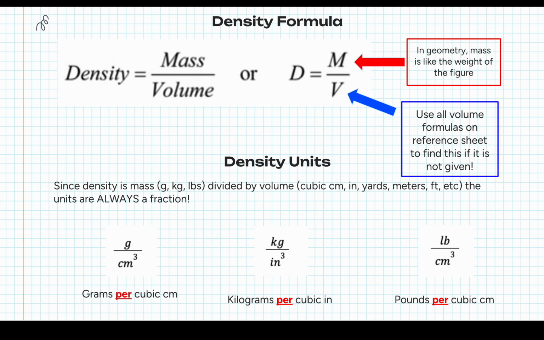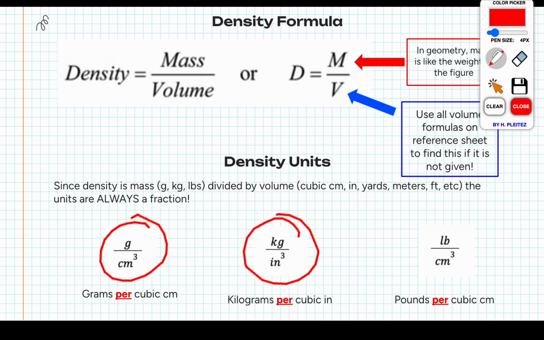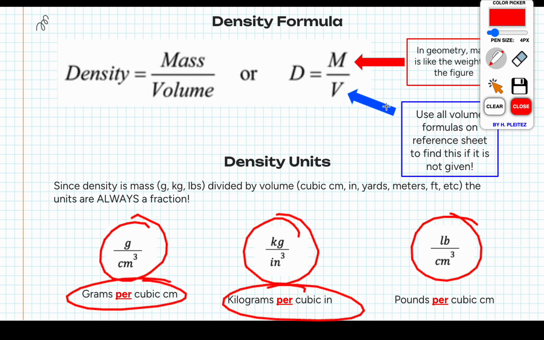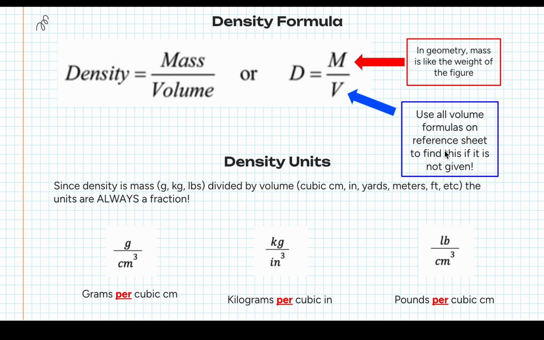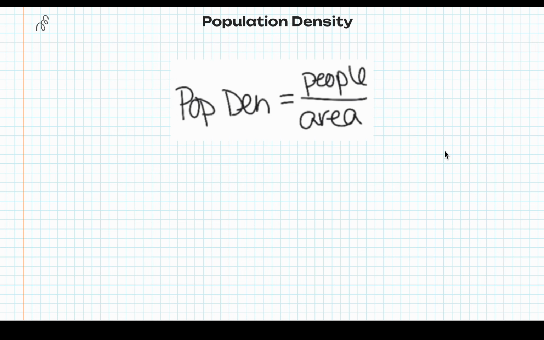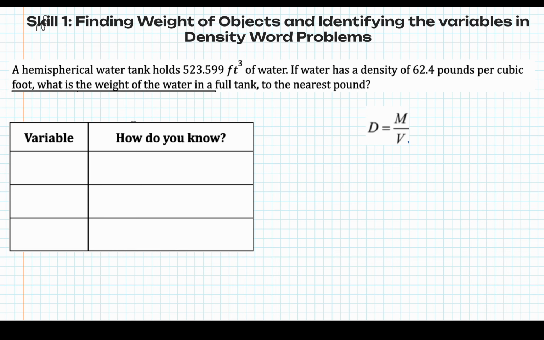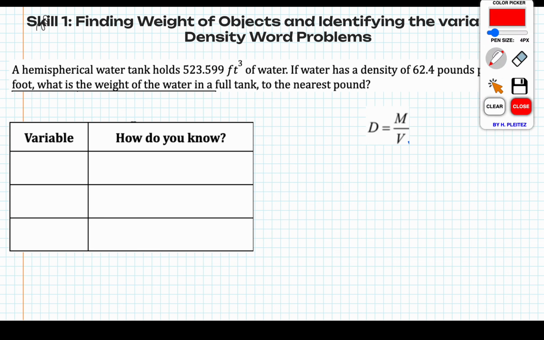So make sure you're used to seeing, we might see fractional density units given to us, or we might see it in words. So just look out for that word per if you have it in words. So we also have population density. It's very similar, except population density is just going to be the amount of people you have divided by the area of your land. Alright, so for our first example, we're just going to be working with some word problems.